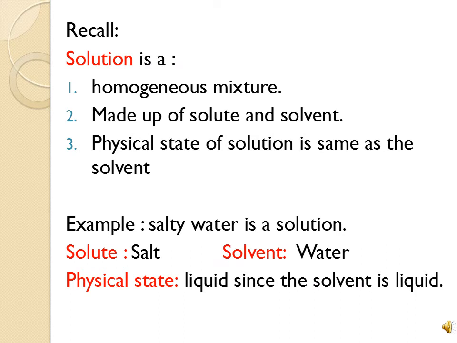Solution is a homogeneous mixture. It is of one phase and it is made up of solute and solvent. The physical state of a solution is the same as the solvent. Example: salty water is a solution because it is a homogeneous mixture. Salty water is made up of one phase, so it is a homogeneous mixture, so we can call it a solution.